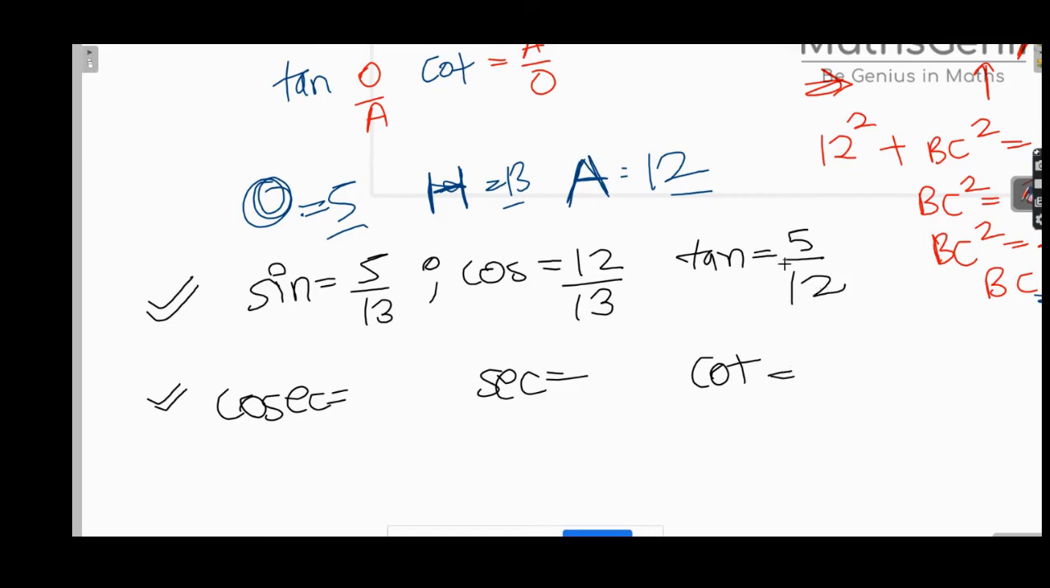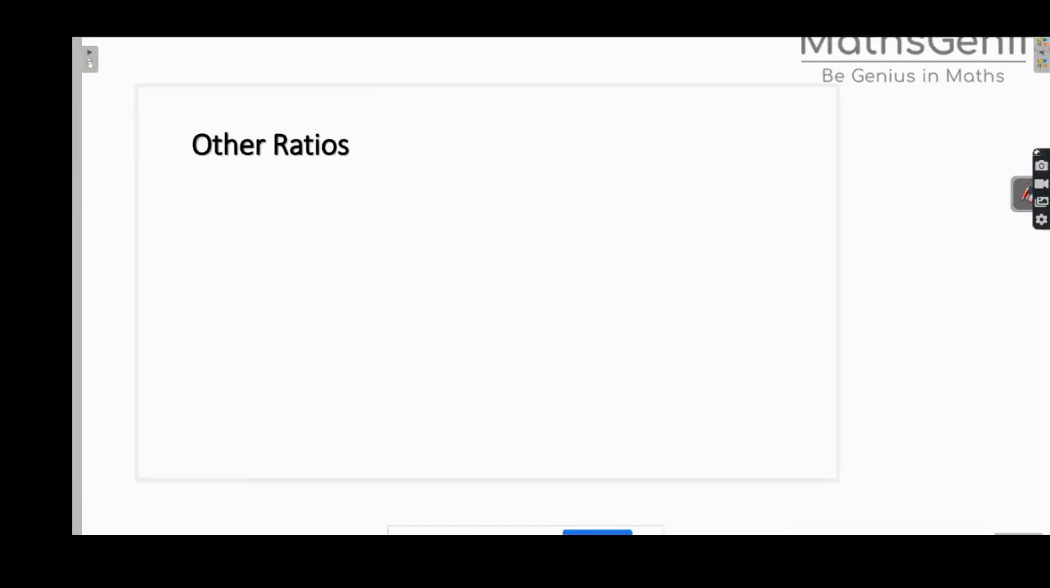5 upon 12 is tan, so cot will be the reverse of it, 12 upon 5. If cos is 12 upon 13, sec will be 13 upon 12. If sine is 5 upon 13, the reverse of sine is cosec. So the reverse of 5 upon 13 is 13 upon 5. Very simple, very important are other kinds of ratios.